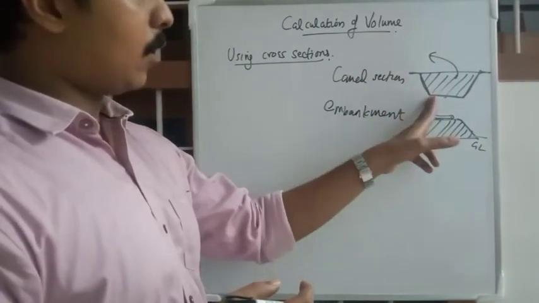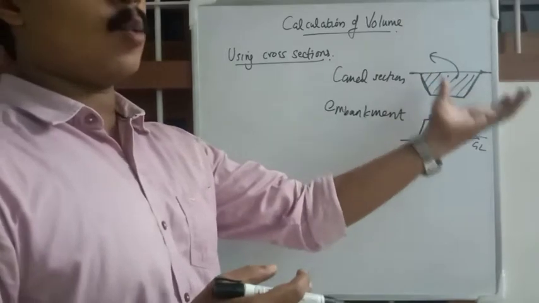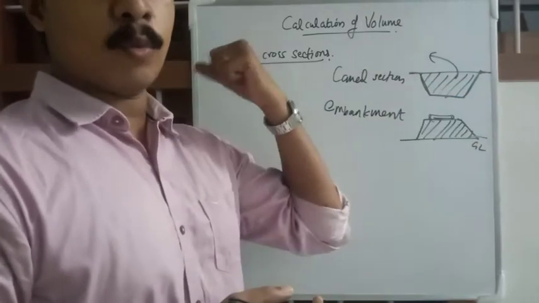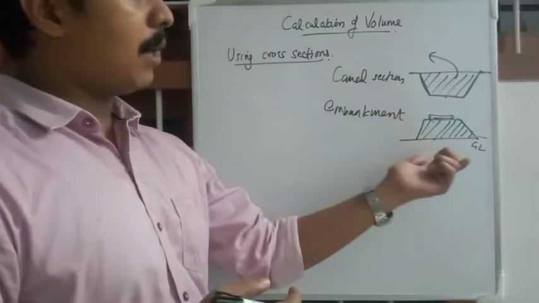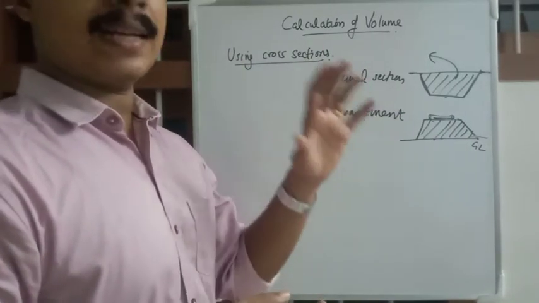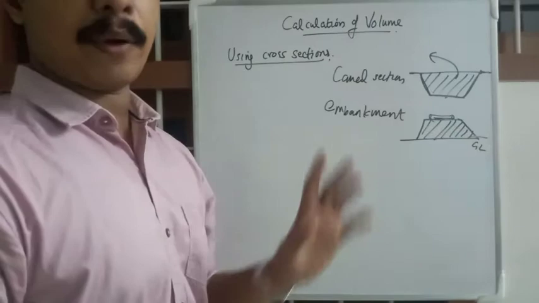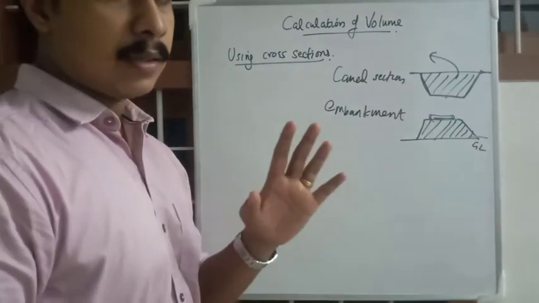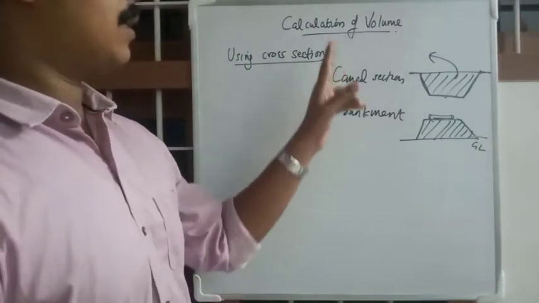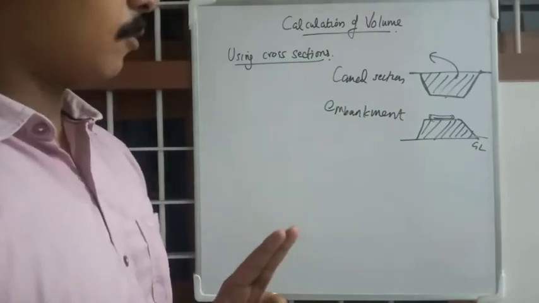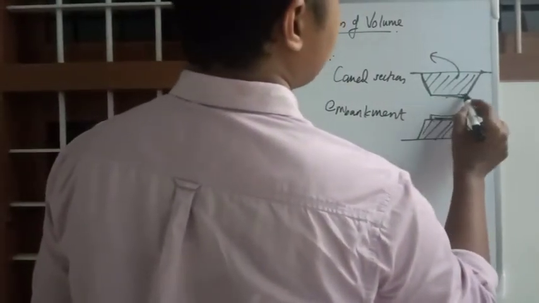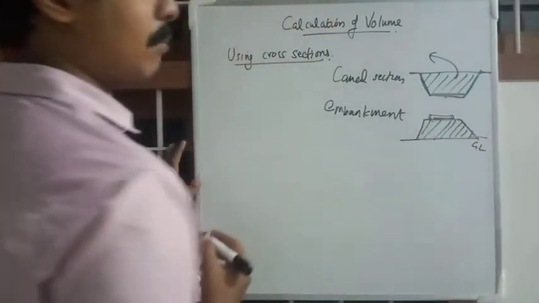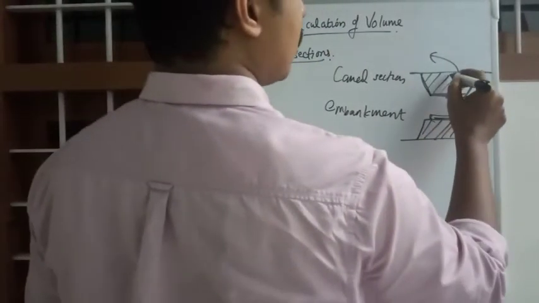For cutting of a canal, you have to calculate how much volume of earth you will have to remove from that line of canal. For embankment, you will have to calculate how much earth should be deposited at that point. You get the importance of that one. So we are calculating the volume, and for that we will be taking some measurements.